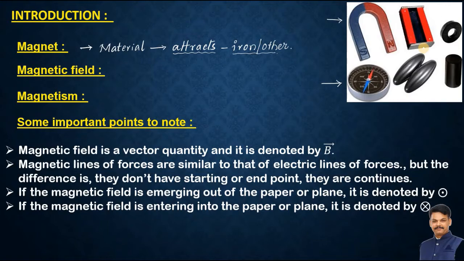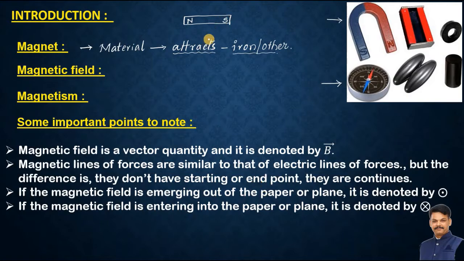Also we know that every magnet will have two poles, whether it is a big magnet or a small magnet. Every magnet will have two poles. One pole is known as the north pole and the other is known as the south pole.